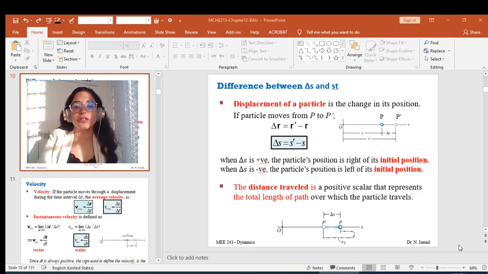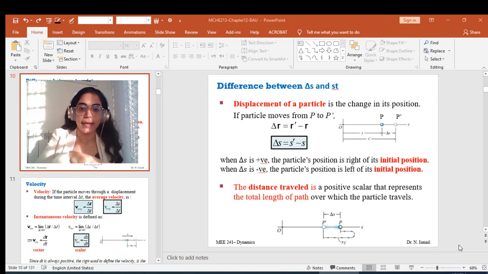So guys, in the previous video, we stated the definition of displacement and the difference between the vector position R, which is a vector, and S, as well as delta S. So we said that R is a vector position. It is the vector OP, where P is the location of this particle at time t.